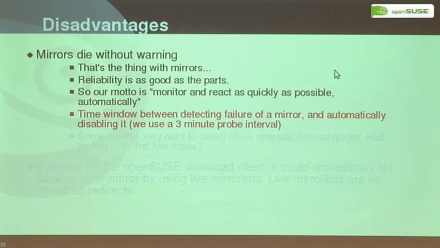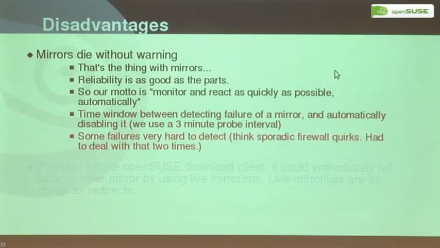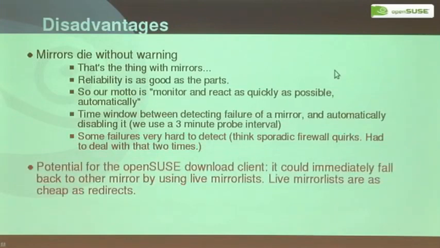And there are also always weird failures which are very hard to detect or find out, like firewall problems that you can only find out about after 2 or 3 weeks of debugging, and things that sometimes don't work, but they work most of the time. And here's some interesting potential for the openSUSE download client, because it could make use of the mirror lists and actually fall back to other mirrors.